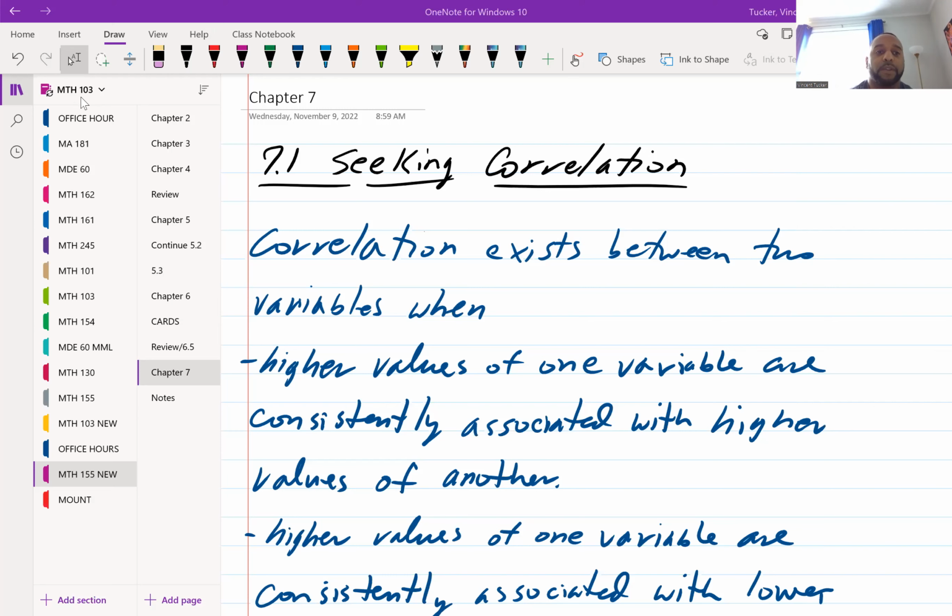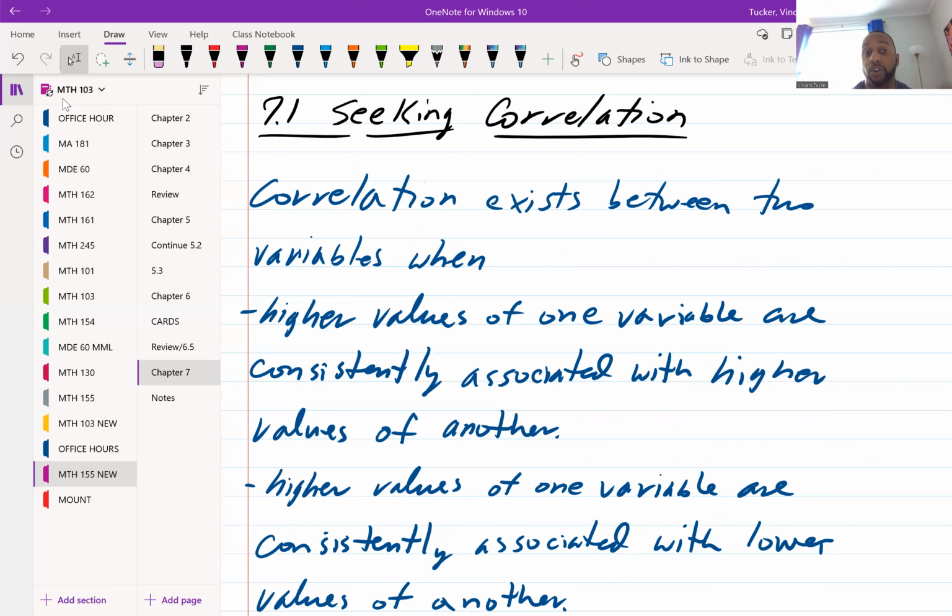So today we're looking at 7.1 and 7.2. And as you can see, 7.1 is seeking correlation. So correlation is this between two variables: when the higher values of one variable are consistently associated with the higher values of another, or higher values of one variable are consistently associated with lower values of another.